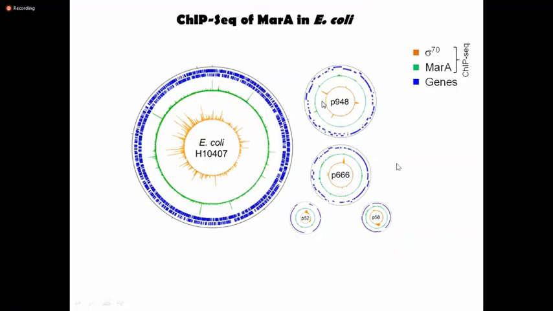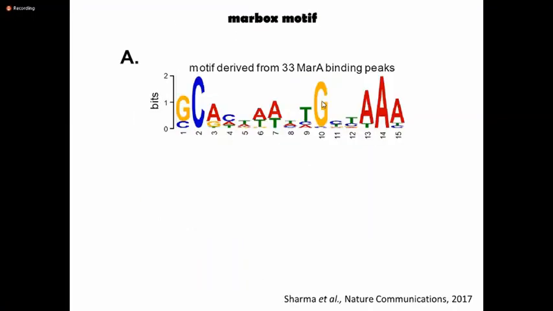So what we did was take the DNA sequence underneath each of the peaks, and we aligned them all together to find a conserved motif. The motif which we found was this here. We call this the MAR box, because this is the only place where MAR-A will bind. So you can also refer to it as the MAR-A binding site.